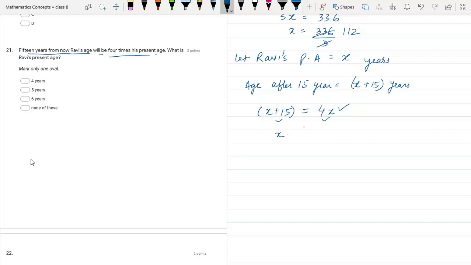Now solve it. So x will go that side, it becomes 4x minus x, that is 3x, x equal to 5 years. So the correct answer is 5.